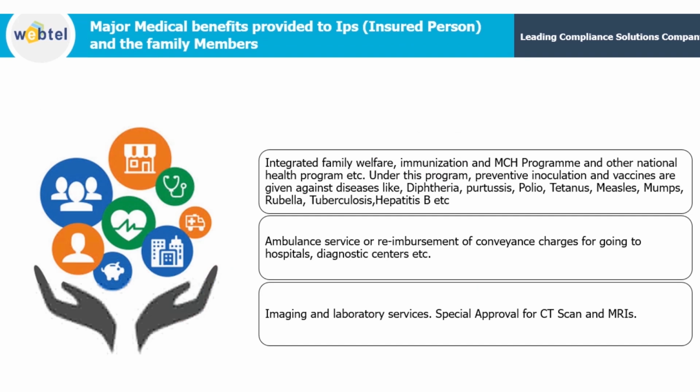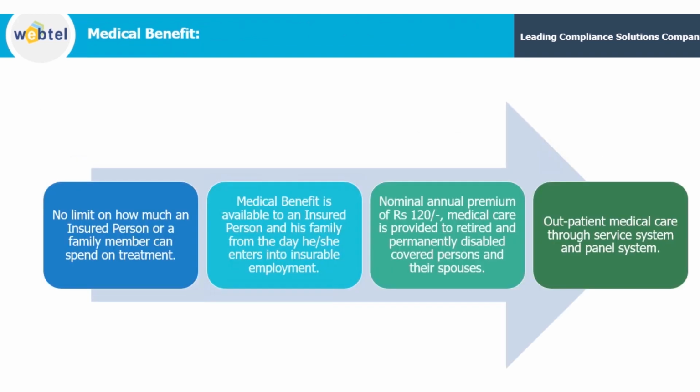There is an ambulance service or reimbursement of conveyance charges for going to the hospital. Diagnostic centers are also available. Imaging and laboratory services are also covered under the ESIC schemes. Now there are some other medical benefits, such as there is no limit on how much the insured person can spend for the treatment. The medical benefit is available to the insured person and his family from the day he or she enters into insurable employment.